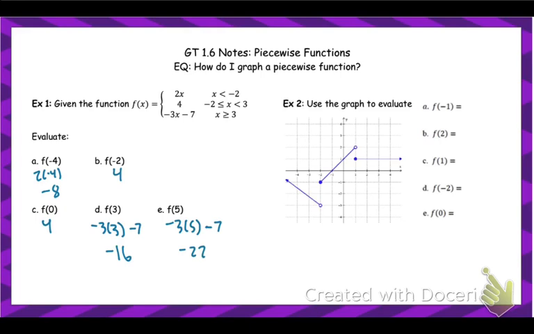Okay, f of negative 1, when x is negative 1, your y value is 0. f of 2, when x is 2, your y value is 1. f of 1. Now there's two circles there. The filled-in circle is the actual value. f of negative 2, again, the filled-in circle is the actual value. f of 0 is 1.